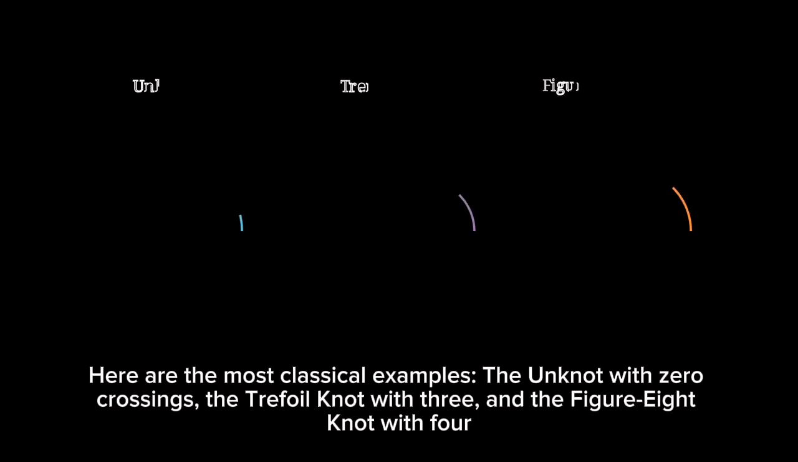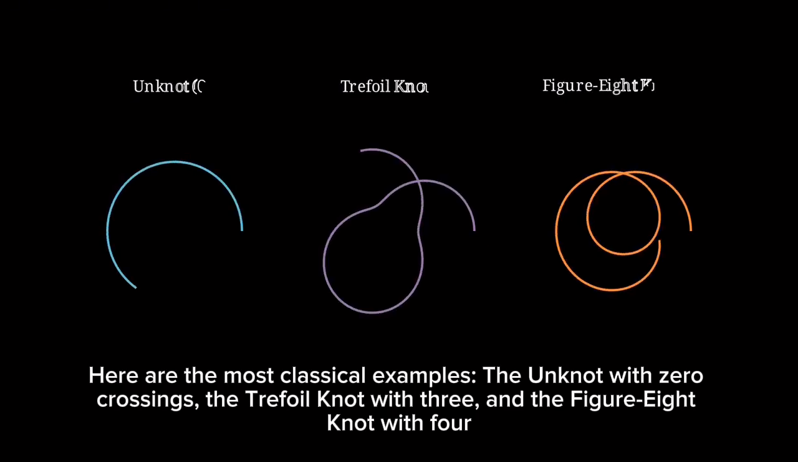Here are the most classical examples: the unknot with 0 crossings, the trefoil knot with 3, and the figure 8 knot with 4.